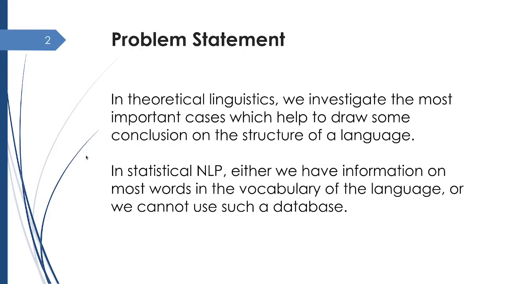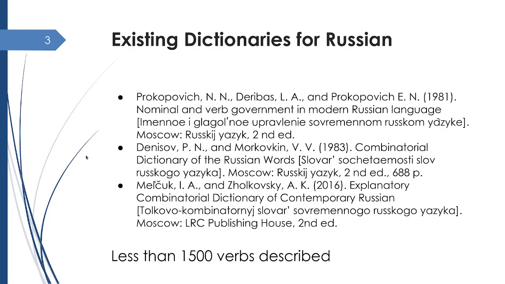Good afternoon, colleagues. Today I will present our project in automatic design of a dictionary of verbal governance for the Russian language. Theoretical linguistics and natural language processing are aimed at different problems. In theoretical linguistics, it's important to find some most bright and important cases which demonstrate the structure of a language or its rules. In natural language processing, we need a comprehensive database which contains information for almost all possible cases. It's important because if we don't have information on some phenomenon, we don't know if it's possible in the language or we just lack data.